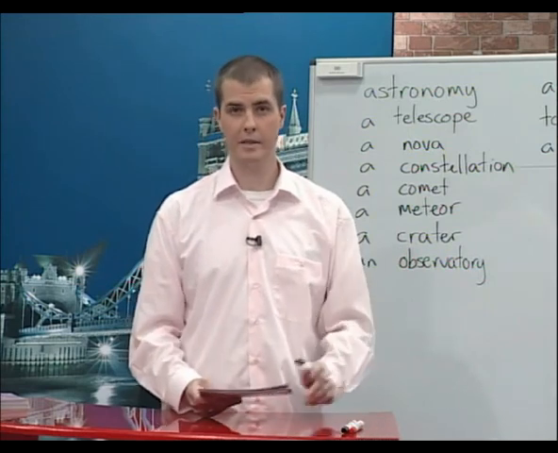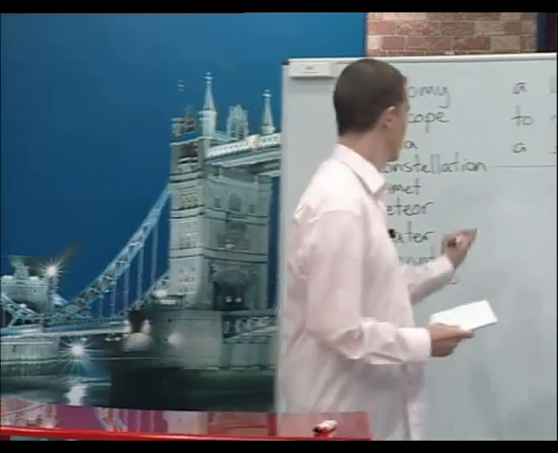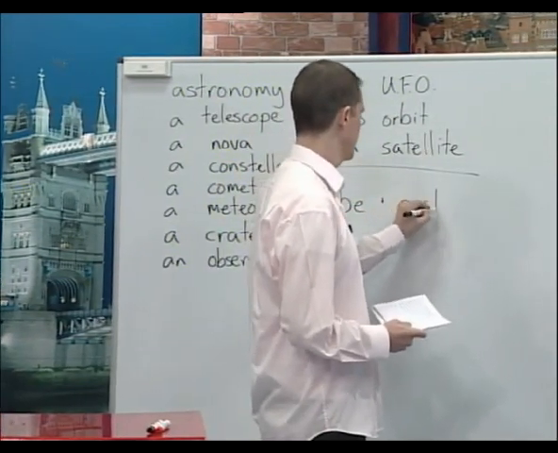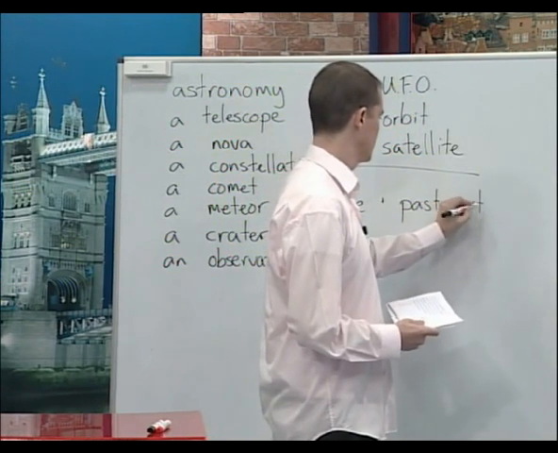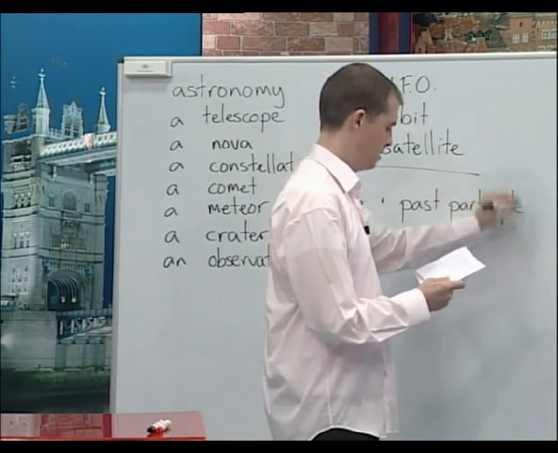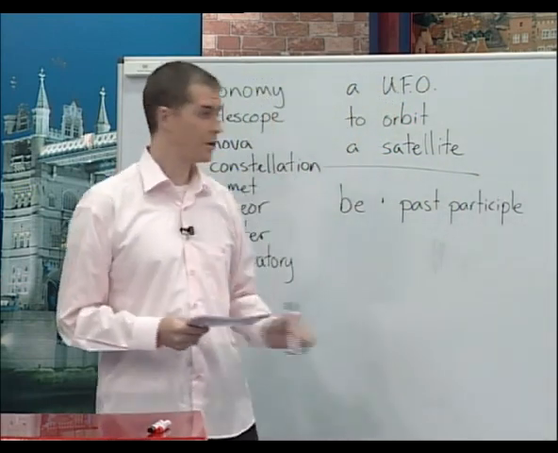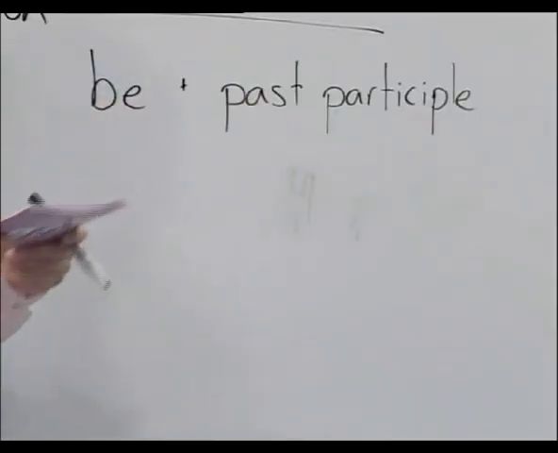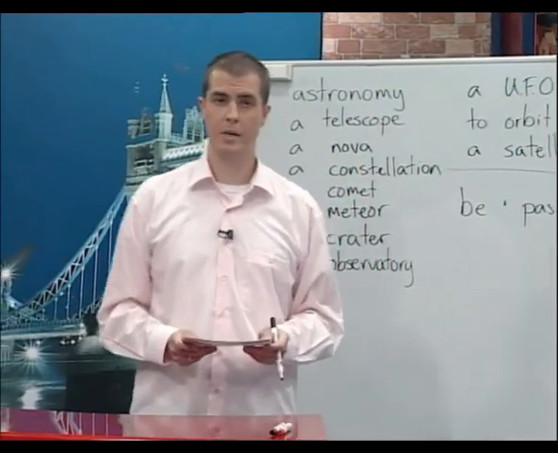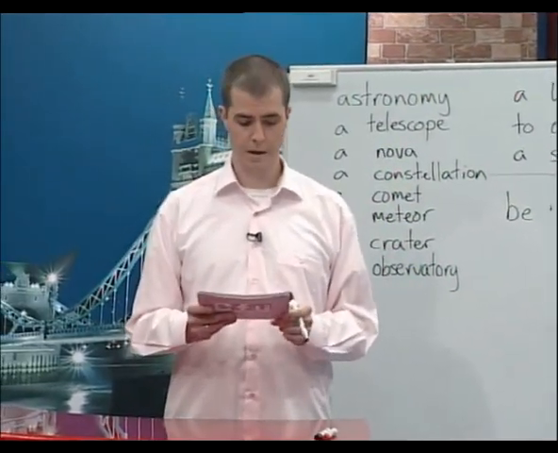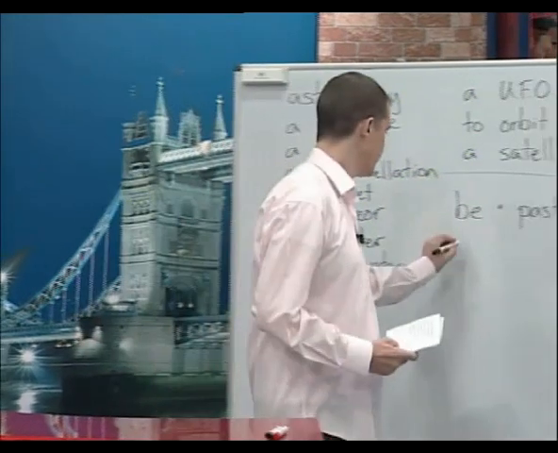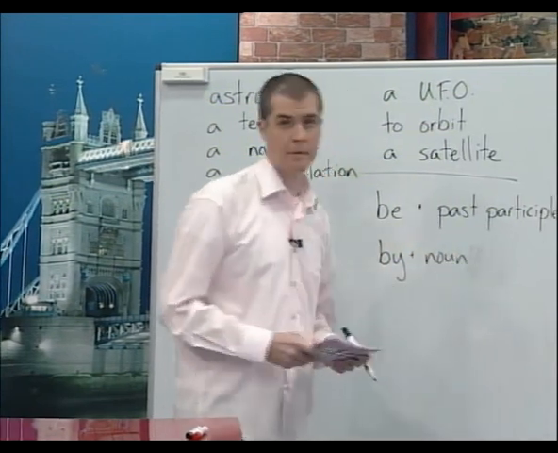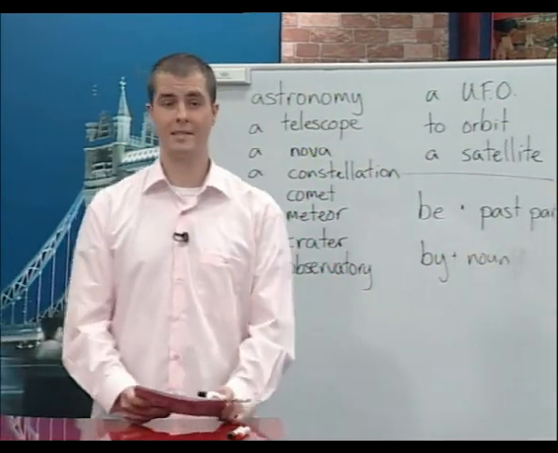Now, to form the passive voice, we use be plus the past participle. For the simple present, we're going to use am, is, or are plus the past participle. The subject determines if the verb is singular or plural. By plus noun is sometimes used, but it's not always necessary.